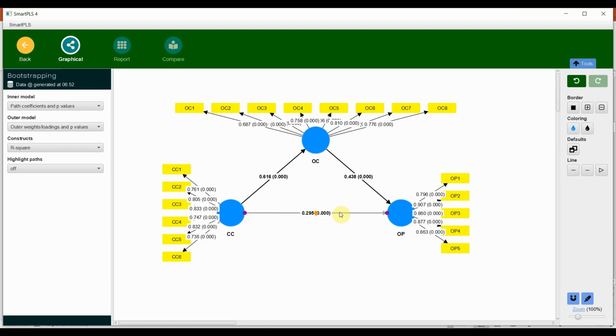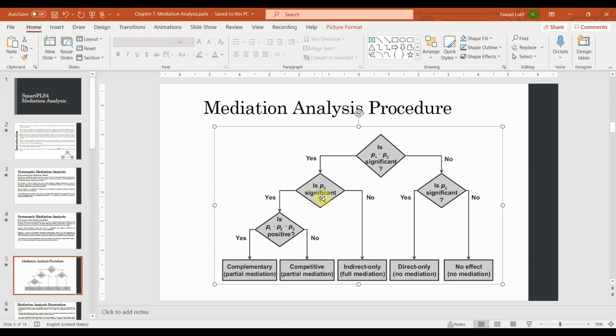Why am I saying this is direct effect? Because you already have a mediator in the model. Is this significant? Yes, it is significant. So some of the impact of CC on OP is passing through this path here, whereas some of the impact is passing through this path here. So both the paths, the indirect path and the direct path, are significant. Look at this. P3 significant?